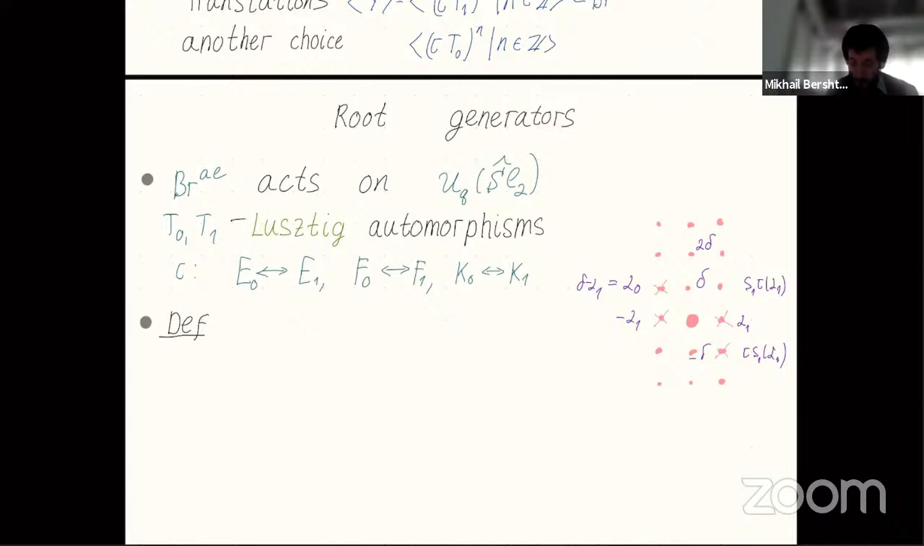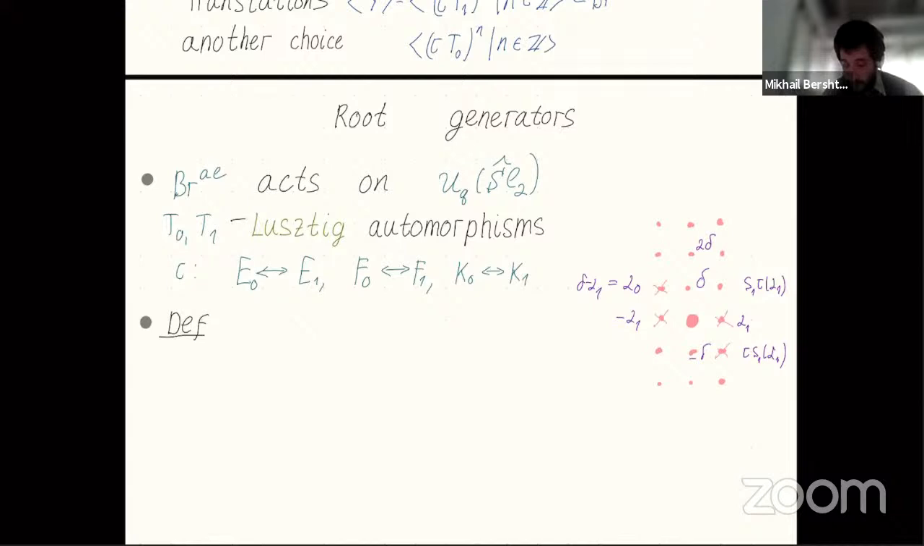We want to define generators which will correspond to all other roots. In order to do this, it's natural to use the braid group action, because it acts as an automorphism on the quantum affine algebra. T0 and T1 act as Lusztig automorphisms, and tau is just a permutation: E0 to E1, F0 to F1, T0 to T1.